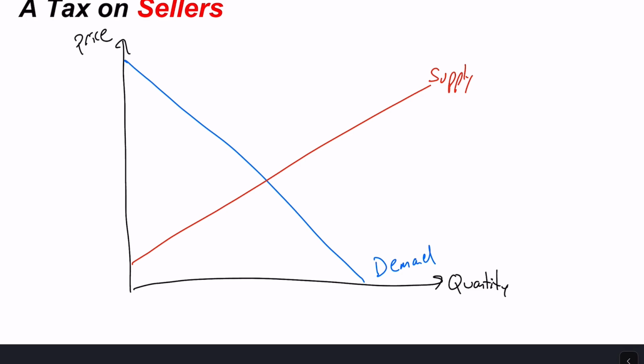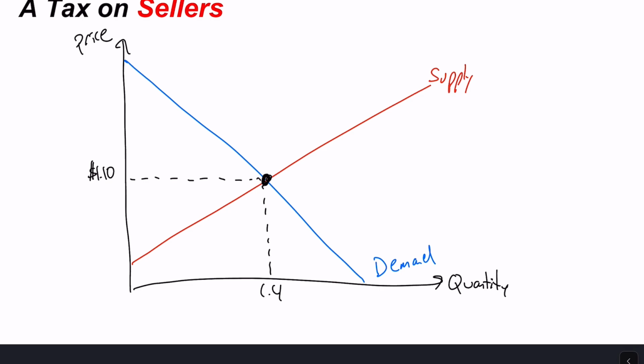Great. Pre-tax, the no tax equilibrium will just be where supply crosses demand, and that'll give us a quantity of 1.4 million and an equilibrium price of $1.10. All right. So now think back to that thought experiment.